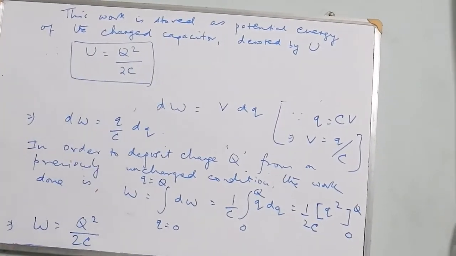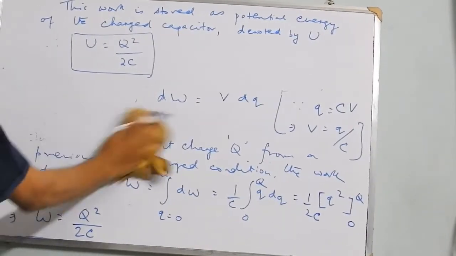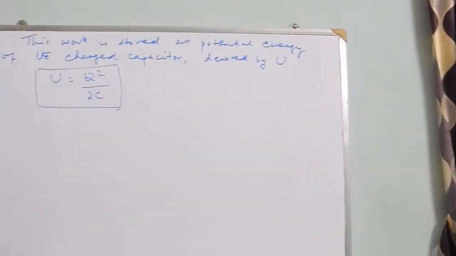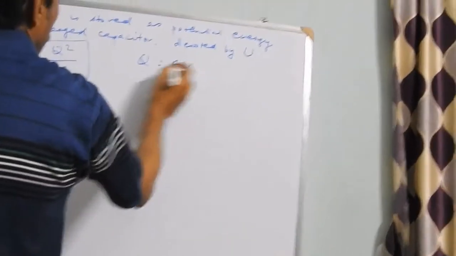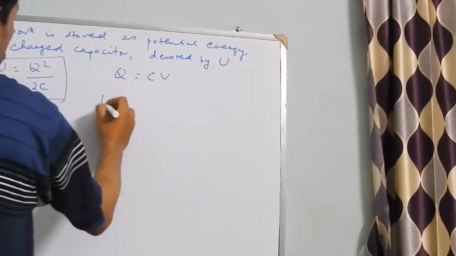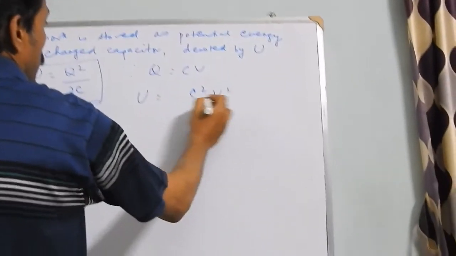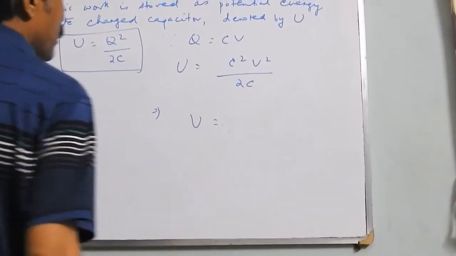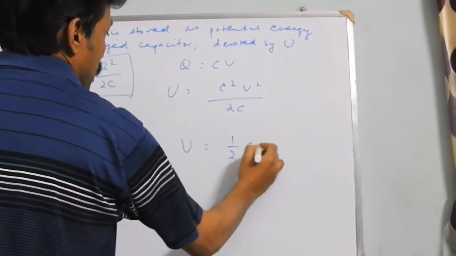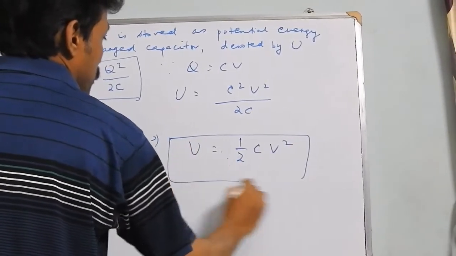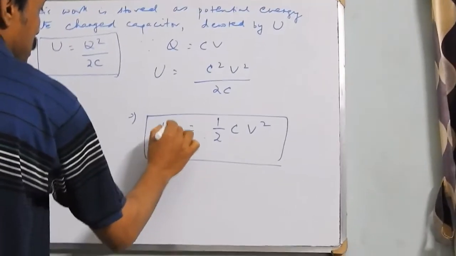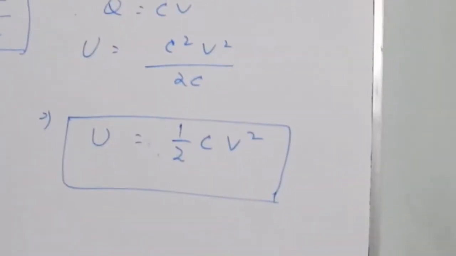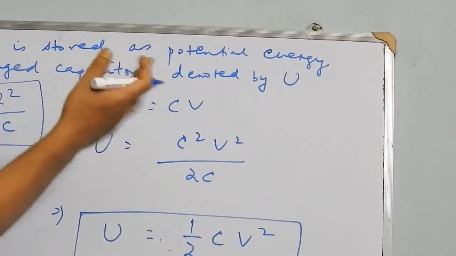Now we can express this Q square by 2C in different forms. We know that Q equal to C into V. So Q square becomes C square V square by 2C. So U also takes this form where C cancels out and becomes half CV square. The potential energy is equal to half into capacitance into square of the potential difference between the plates. This is also a popular expression that we use.